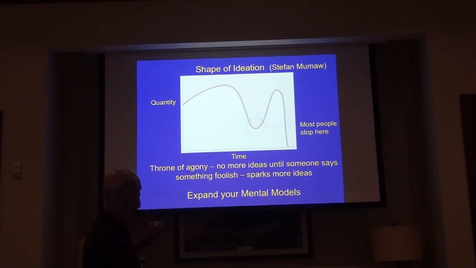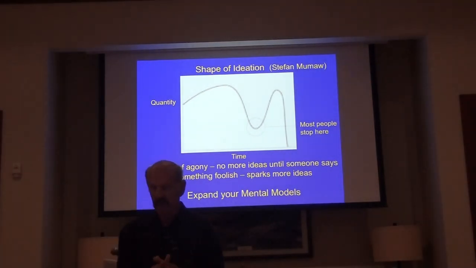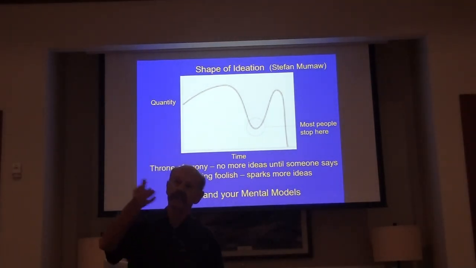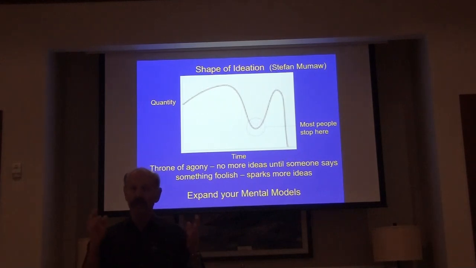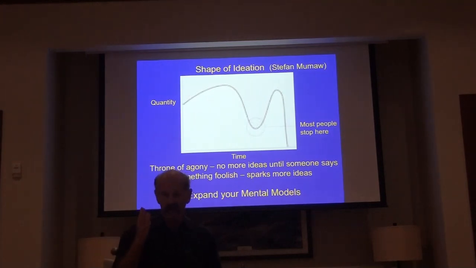And then we go through this period, this dip in the curve, and that's where most people stop. That's called the throne of agony. And it's at that point everybody becomes silent. They can't come up with any ideas. Then someone will say something ridiculous or stupid or foolish. And then all of a sudden people will start throwing in new ideas. And these are real creative ideas.